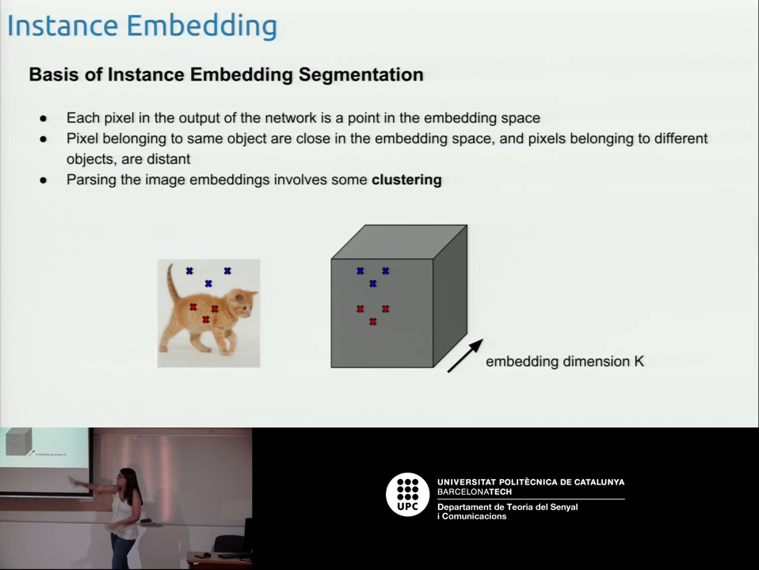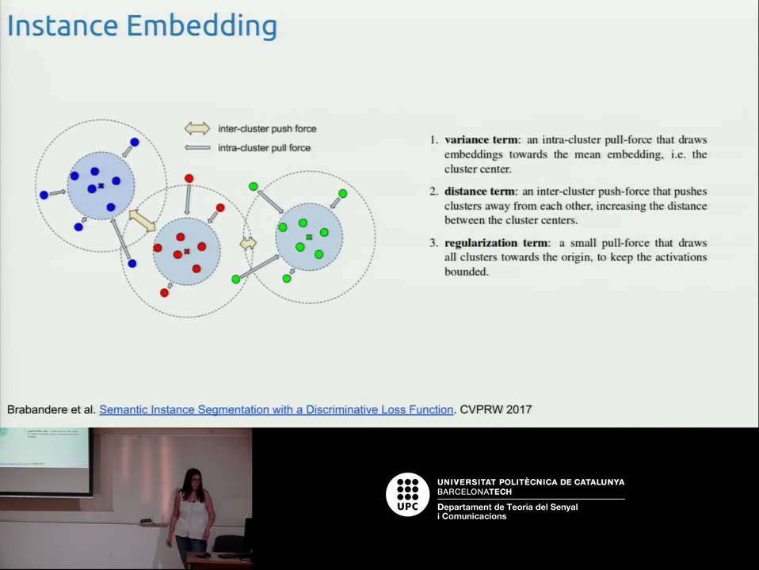And the thing is that once you train this embedding, you get this kind of volume for each of your input images, an embedding of dimension whatever. And finally, you have to do some kind of clustering to distinguish between the different instances. So this is one of the works that did this: Semantic Instance Segmentation with a Discriminative Loss Function. And what they did was exactly this. They have a loss with three different terms. One that forces embeddings of the same instance to go together. Another that separates embeddings from different instances. And finally, a regularization term so that embeddings don't explode.